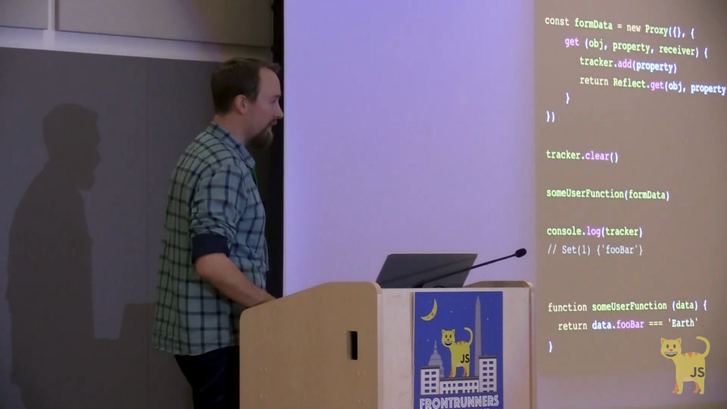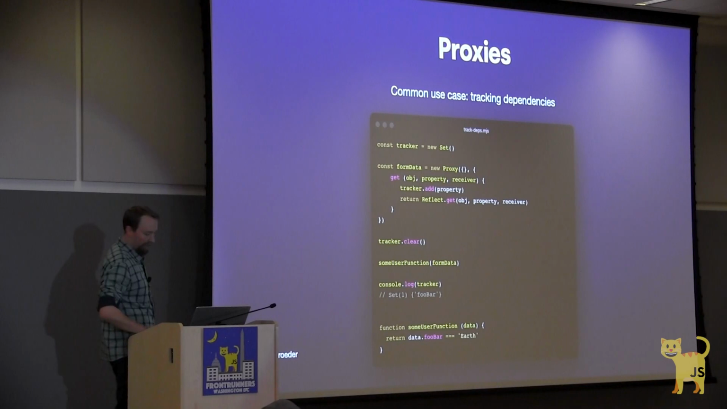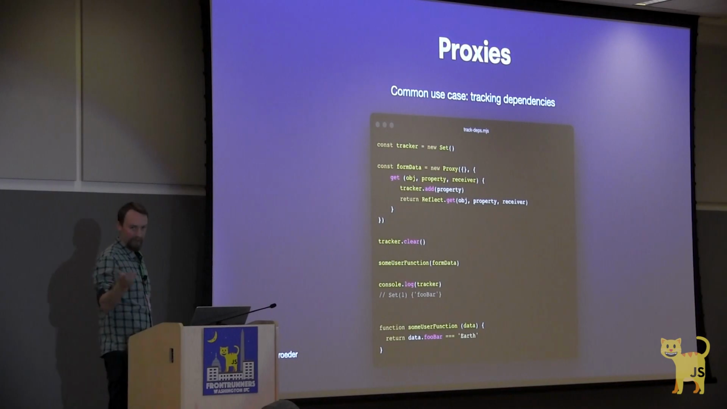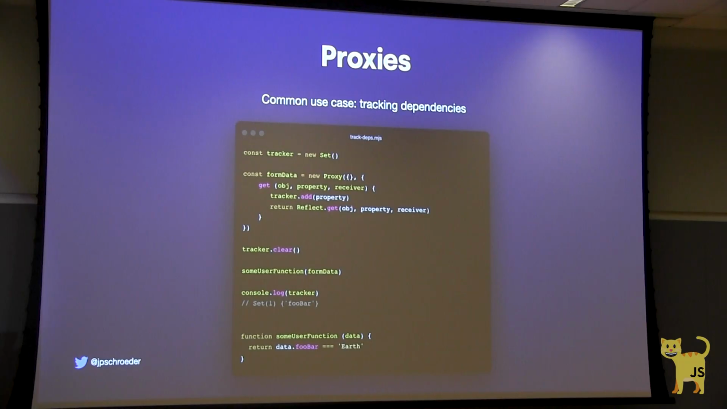Here's a common use case. This is probably the most used feature right now of proxies, although some people have come up with some other pretty neat things. It's basically tracking dependencies. If you guys are tuned in at all to the Twitter tech world, you've heard a lot about signals and things like that. Signals are great, and a lot of them under the hood use proxies, some of them don't. Vue uses proxies exclusively to track dependencies for fine-grained reactivity.